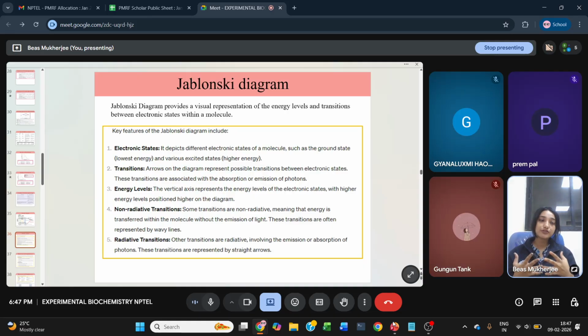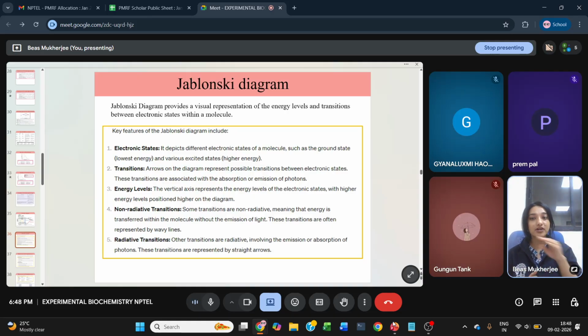This provides a visual representation of the energy levels and transitions between the electronic states within a molecule. Okay. Now see, the key features are electronic states. It depicts different electronic states of a molecule, such as the ground state or the lowest energy state, and various excited states or higher energy states. The transitions, the arrows that are going upward and downward, across the diagram represent possible transitions between the electronic states. These transitions are associated with the absorption or emission of photons.